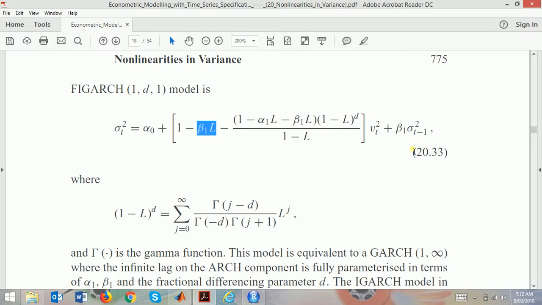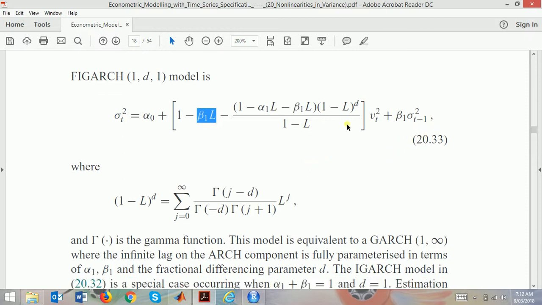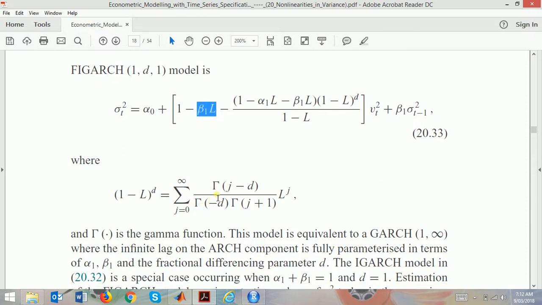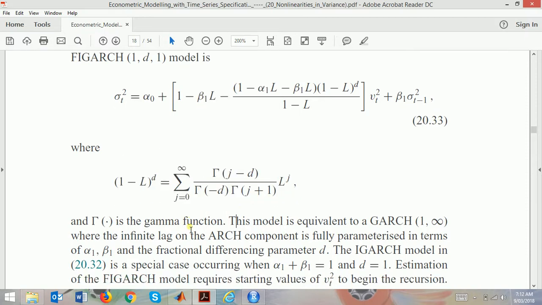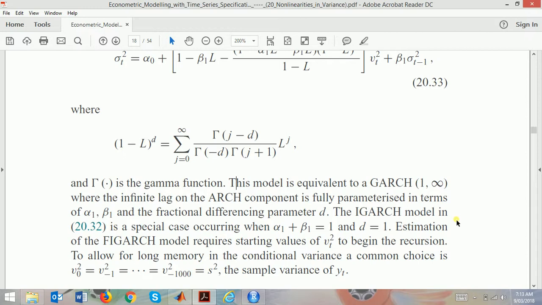V square plus beta 1 sigma square, where 1 minus L to the d is the sum from j equals 0 to infinity of the gamma function, tau j minus d over tau. So this is a difficult equation. Here, j plus 1 is the gamma function. This model is equivalent to a GARCH 1-infinity model, where the infinite lag on the ARCH component is fully parameterized in terms of alpha 1, beta 1 and the fractional differencing parameter d. The iGARCH model is a special case occurring when alpha 1 plus beta 1 equals 1 and d equals 1. So d has to be 1.